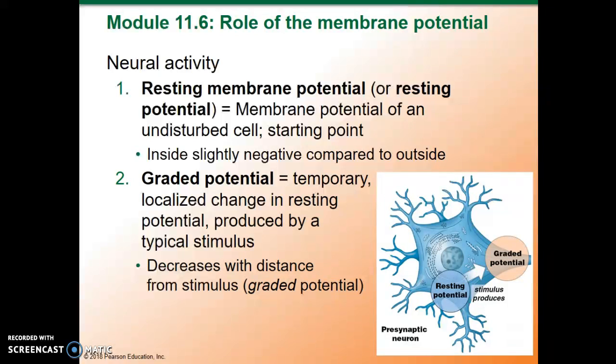The resting membrane potential, or resting potential, is the charge distribution on a resting cell. That is, slightly more negative inside compared to outside. A graded potential is a temporary, small, and very localized change in the resting potential. That is, there's been a switch of the membranes, so the inside has become less negative. This graded potential acts at a specific spot on the axon hillock, and it decreases with distance away from the stimulus.